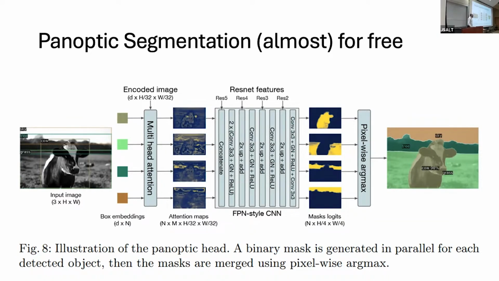So panoptic is like a superset of semantic segmentation. In semantic segmentation, you just assign each pixel a class, and in panoptic, you add the stuff things into it. So the things that cannot have a bounding box.